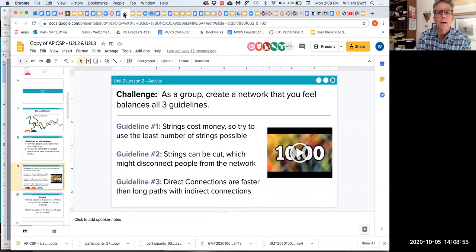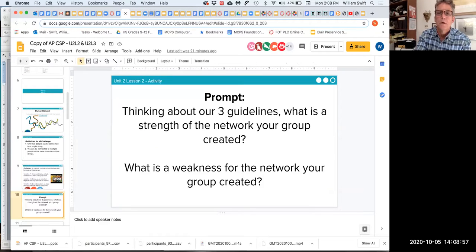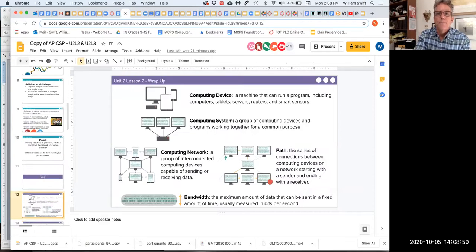Okay, let's get back to where we belong. These are vocabulary words that you may need for your AP, so pay attention to them. You might want to copy the slide.